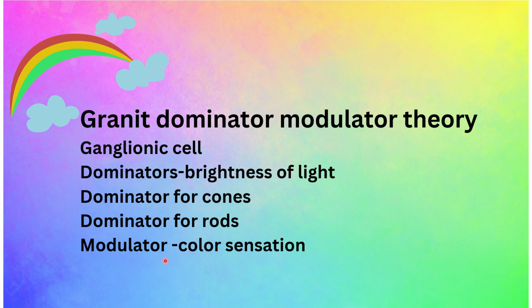Modulators are responsible for the different color sensations. Modulator for blue is stimulated from 400 nanometer to 470 nanometer. Modulator of green is stimulated by light with wavelength around 520 nanometer to 540 nanometer. Modulator of red and yellow is stimulated by 580 to 600 nanometer.